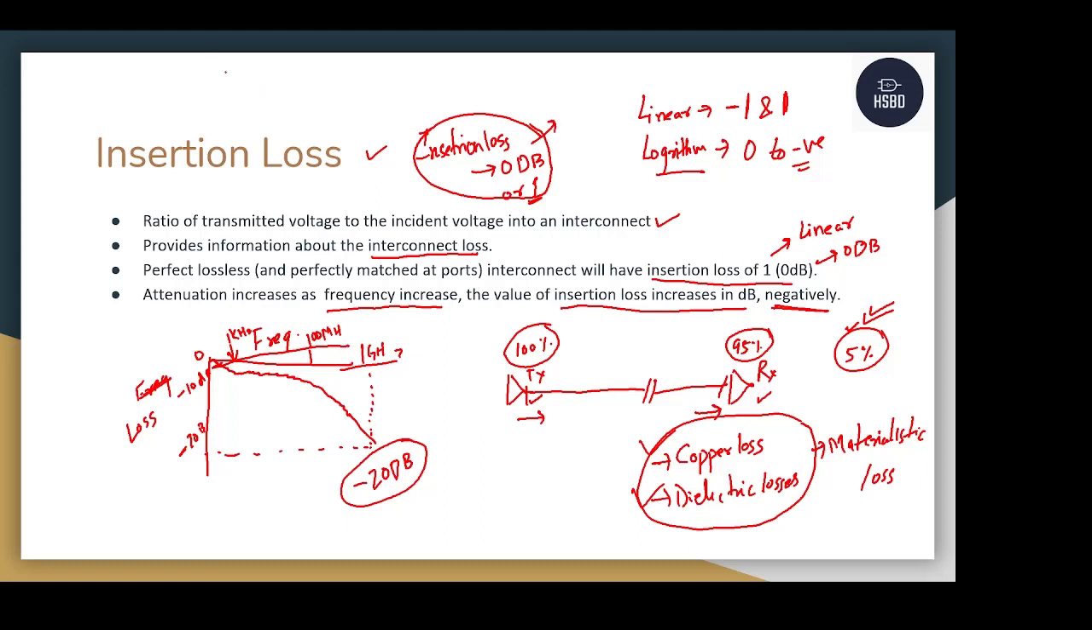For example, if we take a scenario where the insertion loss for a transmission line, TL1, is minus 20 dB at 1 gigahertz, and for TL2 the insertion loss is, for example, minus 12 dB at 1 gigahertz. In this case, transmission line 2 is a better transmission line, meaning the materialistic losses are less in it. The signal mainly gets attenuated in the case of insertion loss because of the materialistic loss that we are going to see.